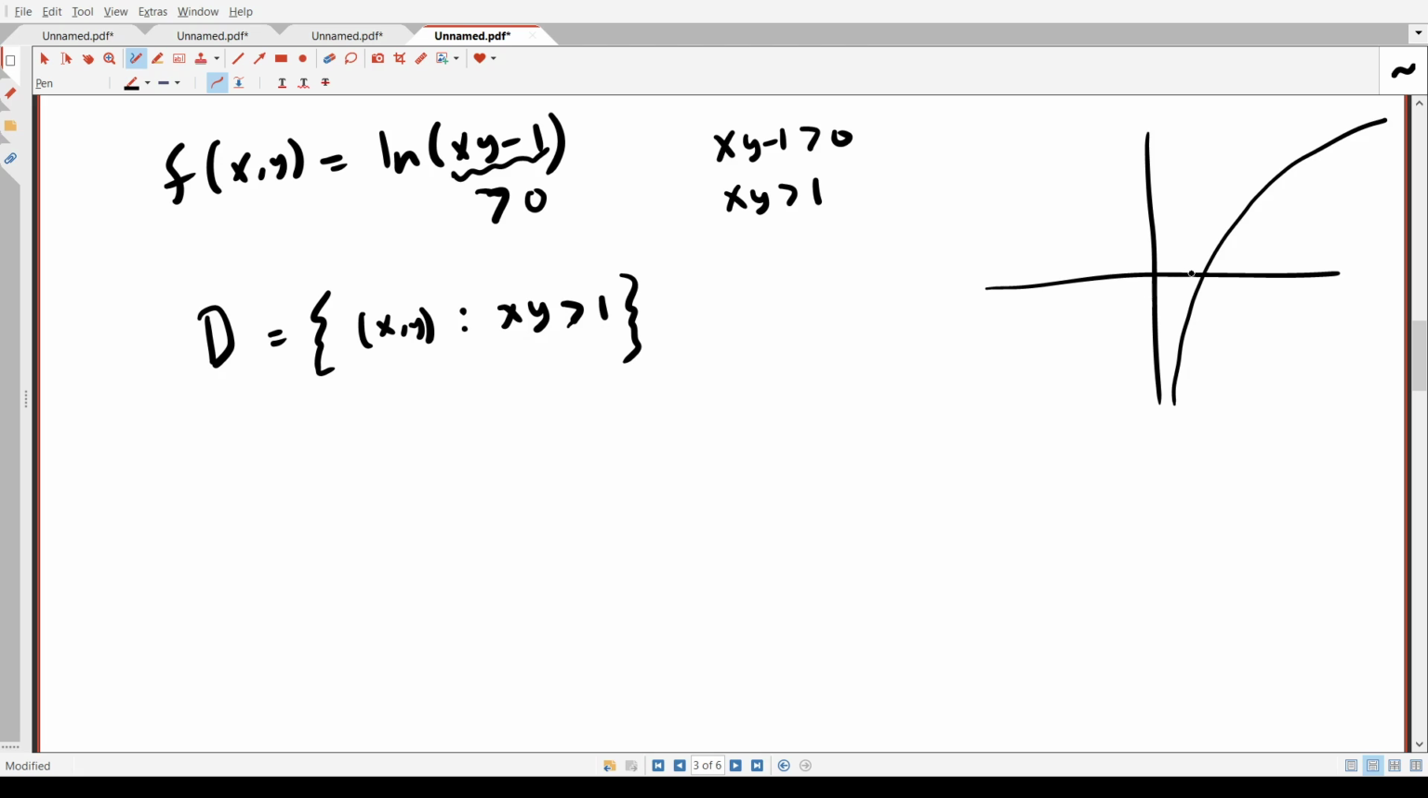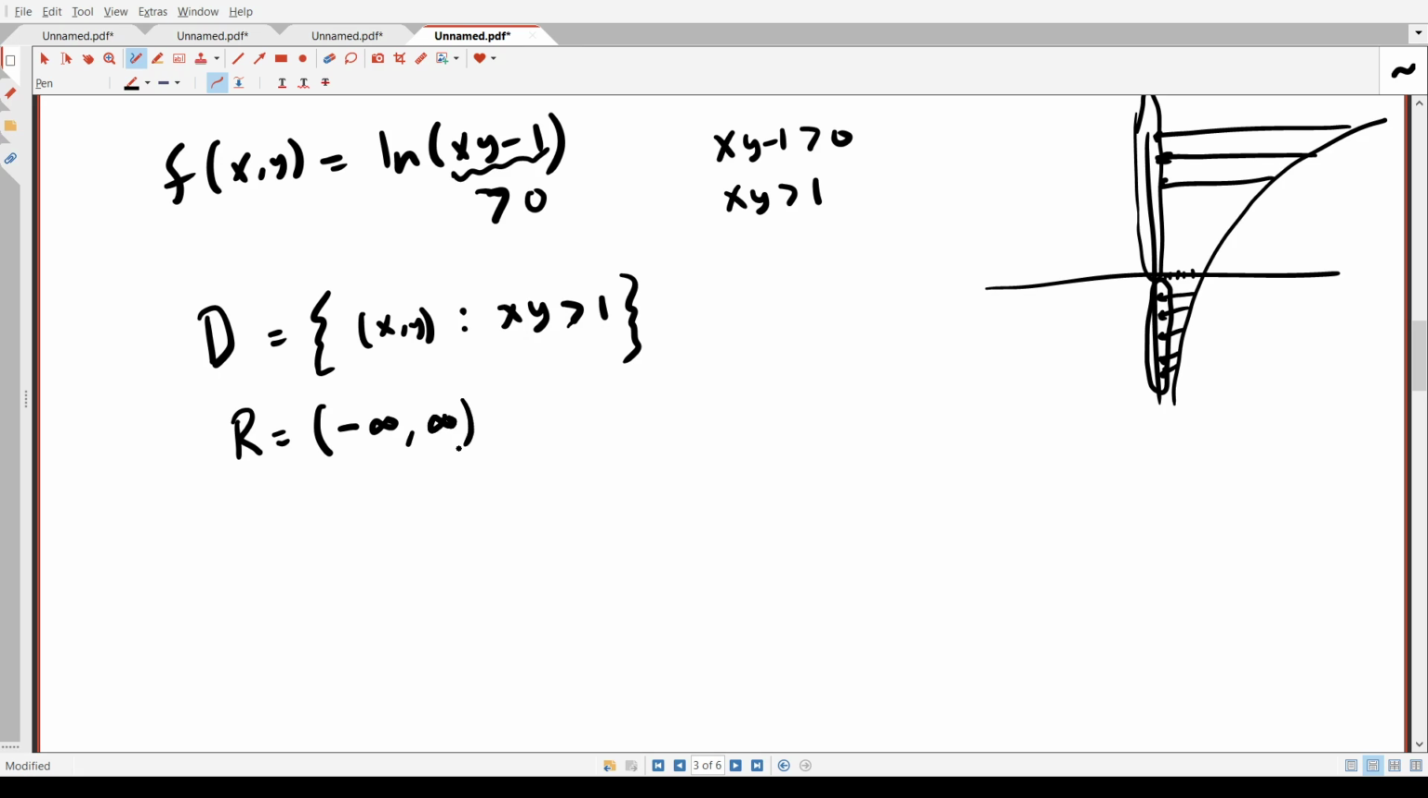So when xy is close to 1, that's going to be this. So I can get this value, this value, this value, all of these outputs, all the way down to minus infinity. And then same thing, when x and y get really big, all of these values are also going to be in my set. So all of these are also going to be in the range. So the range again is going to be the set of all possible outputs, and I can get every possible number out of this function.